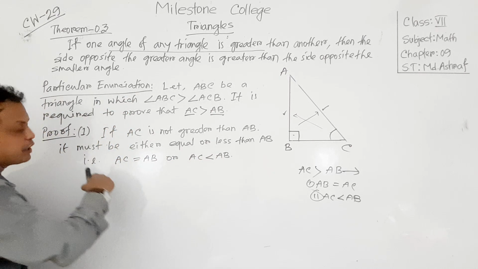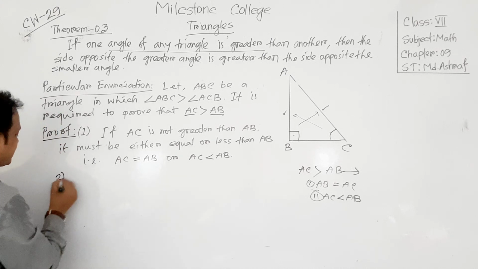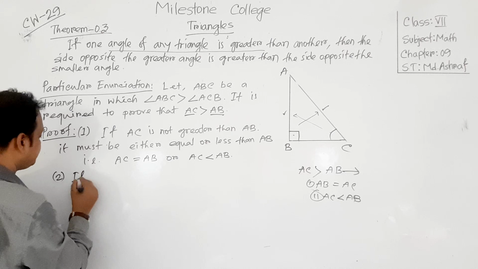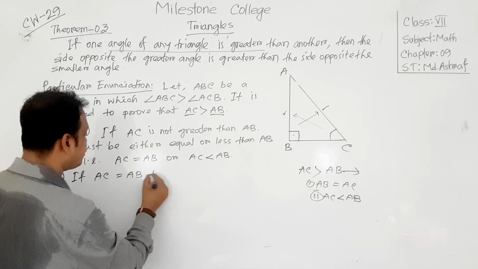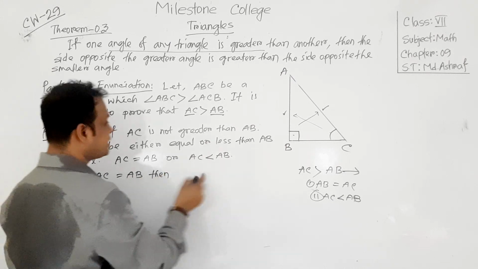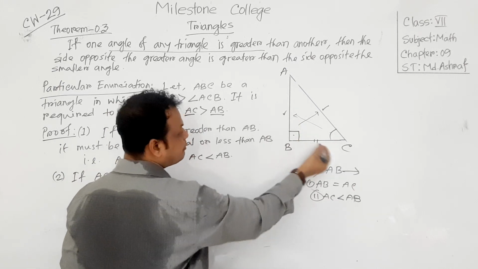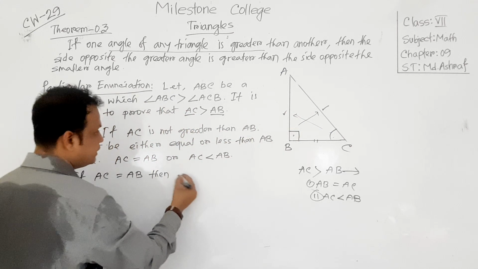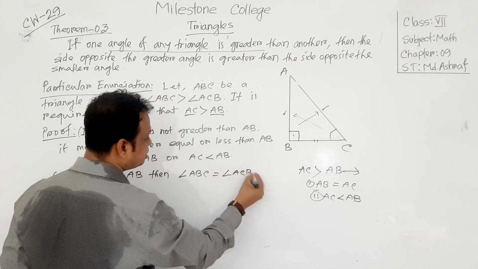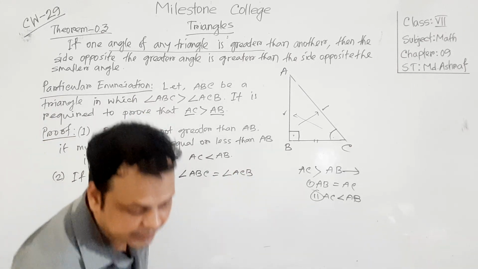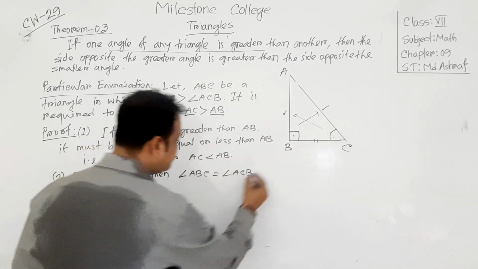Now we want to check whether AC equals AB or not. Second step: if AC equals AB, two sides are equal, AB and AC equal, then the base angles, this angle and this angle, will be equal. Then angle ABC equals angle ACB.